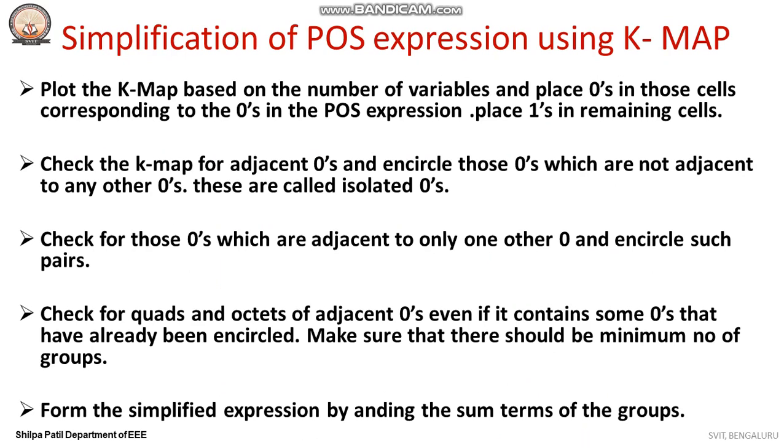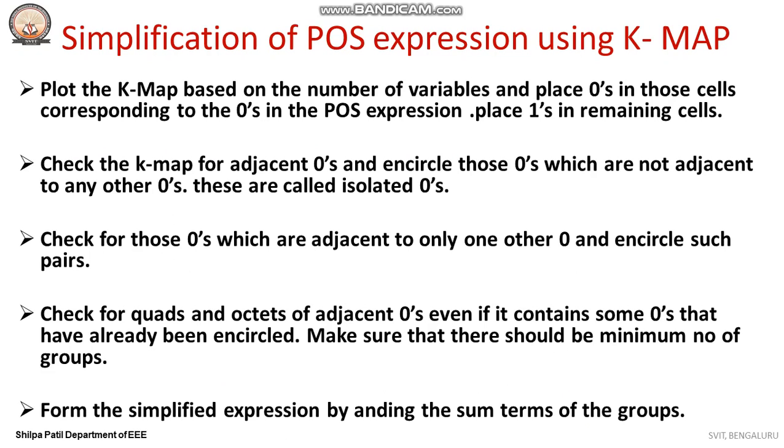So here the steps, grouping, everything are the same as a SOP expression, but the only thing is you have to place zeros in those cells corresponding to the zeros in the POS expression. And in remaining cells, you have to place ones, right? And here you have to group the zeros. How you were grouping ones in an SOP expression, you have to group zeros in the POS expression, right?